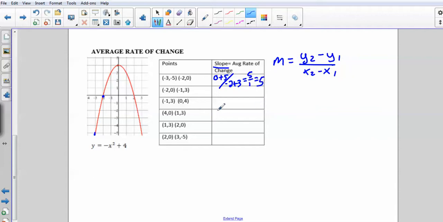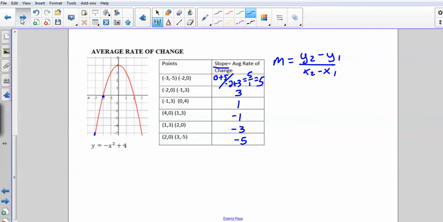Alright, at this point you should pause the video and find the rest of these slopes, and then you can compare your answers with mine. Okay, my answers are 3, 1, -1, -3, and -5.